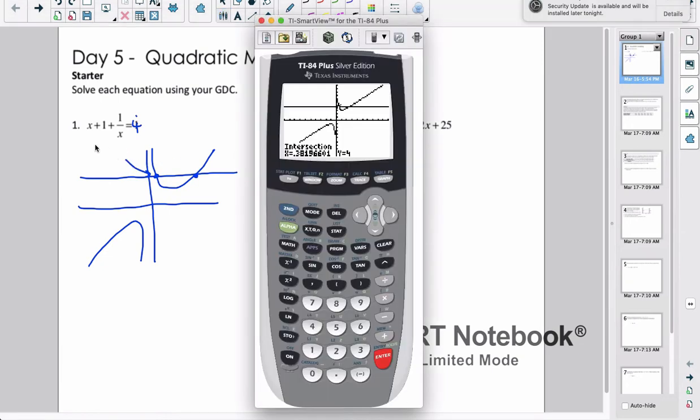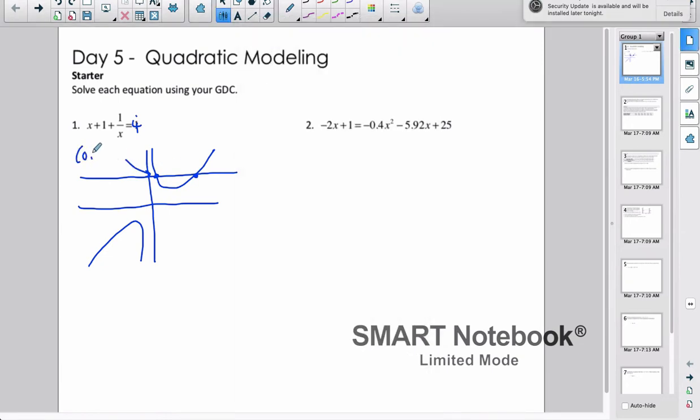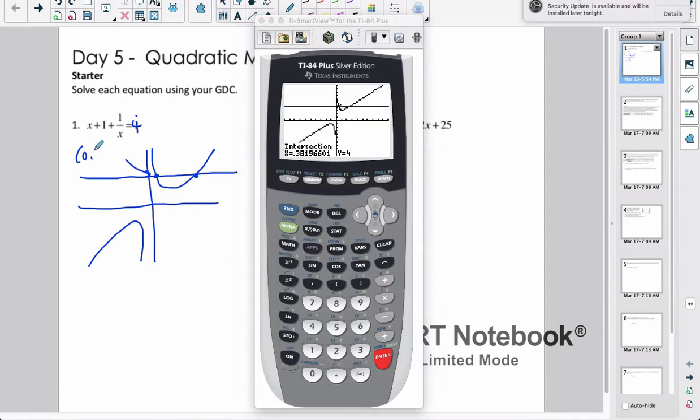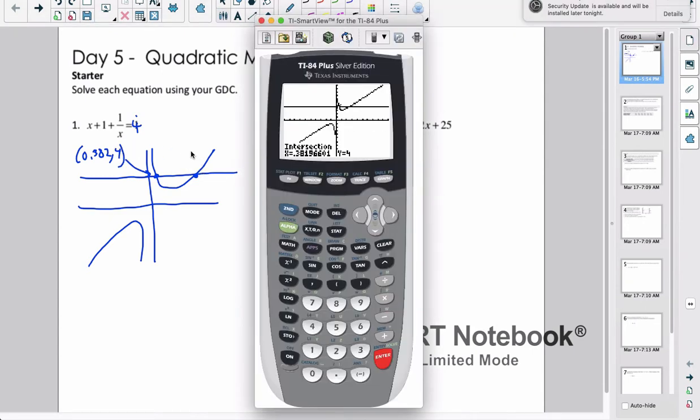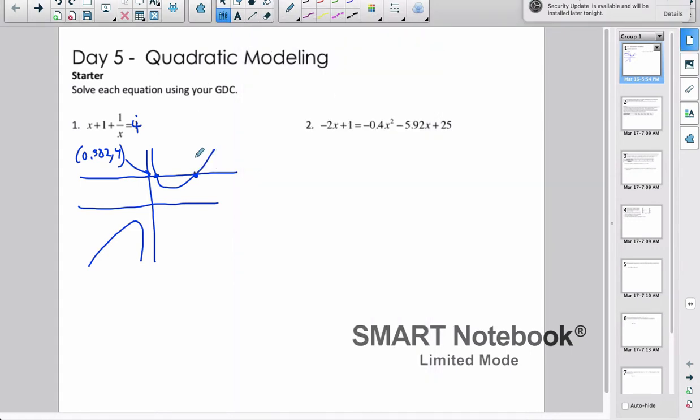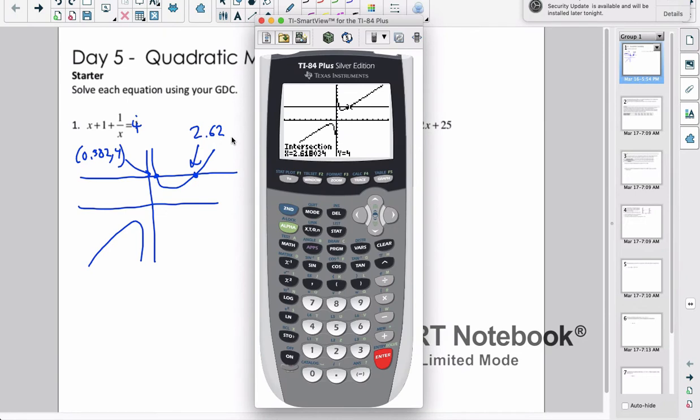This one right here, let's label it, is 0.382, comma 4. And then the other one, we have to do the same procedure. Second, calc, number 5, and make sure we're over here next to this point of intersection. Press enter, enter, enter. That's 2.62, comma 4.